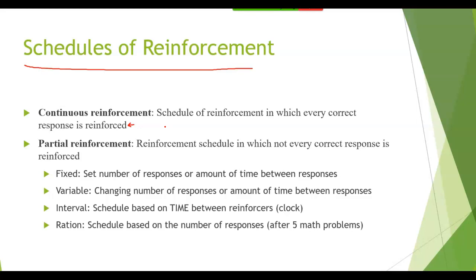Partial reinforcement is a reinforcement schedule where not every correct response is reinforced, but you do reinforce them after either a fixed, which is a set number of responses, or variable, which is a change in the number of responses, or time that elapses. The reason it says that is because you have interval and ratio, not ration, but ratio. That's a typo. An interval is a schedule based on time, like a clock. And ratio is based on number of responses. For example, doing 5 math problems, or jumping 10 times, or doing the dishwasher 3 times.